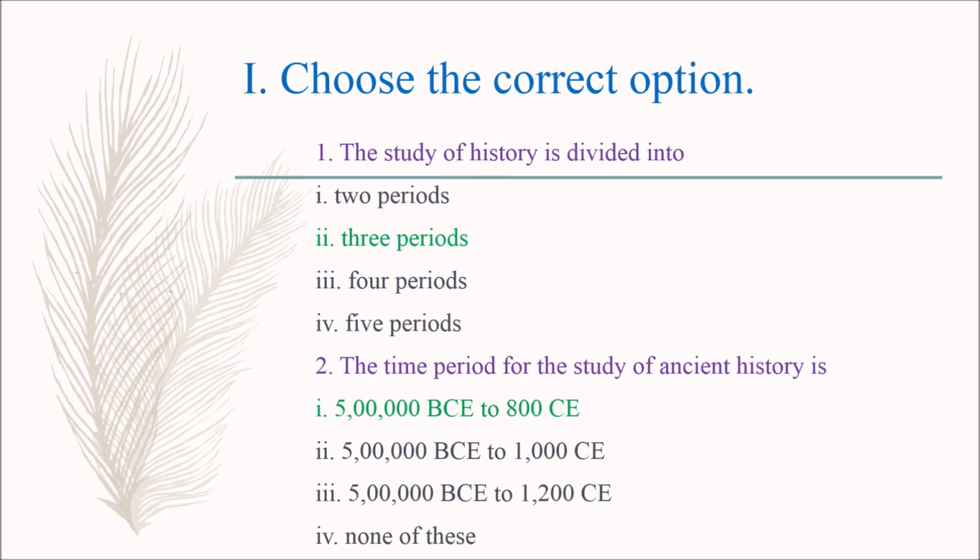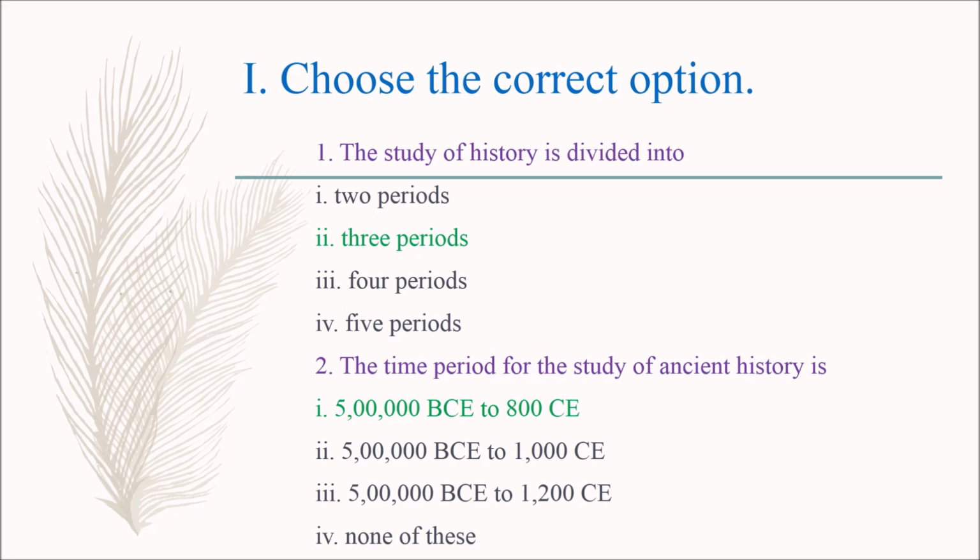Now we are going to revise the bookmark questions with answers. Roman letter 1, choose the correct option. The first question is, the study of history is divided into option number 1, 2 periods, option number 2, 3 periods, option number 3, 4 periods, option number 4, 5 periods. So the answer is option number 2, 3 periods.